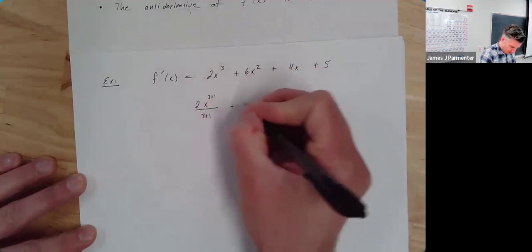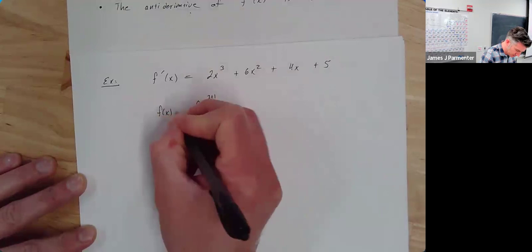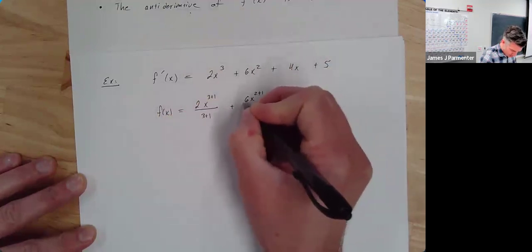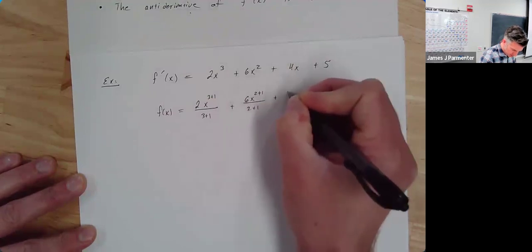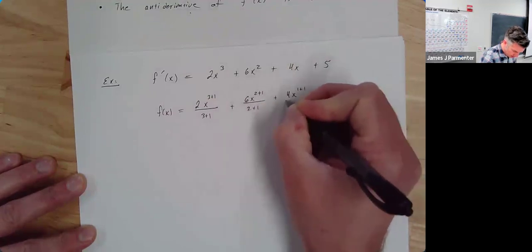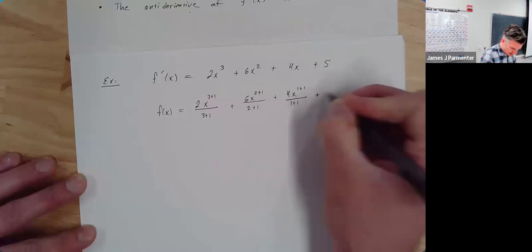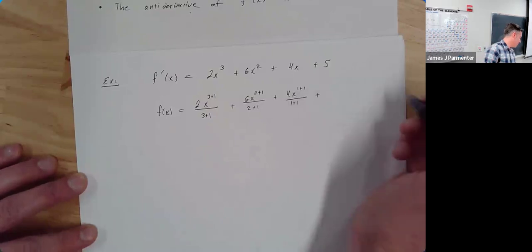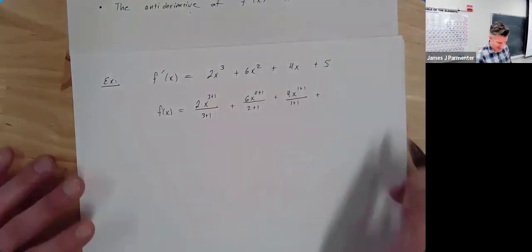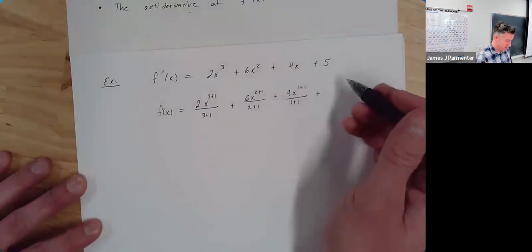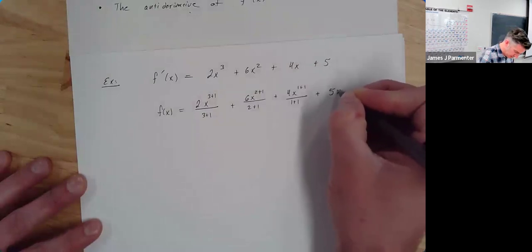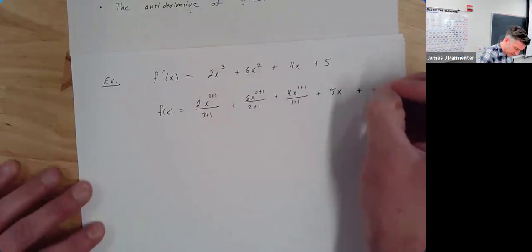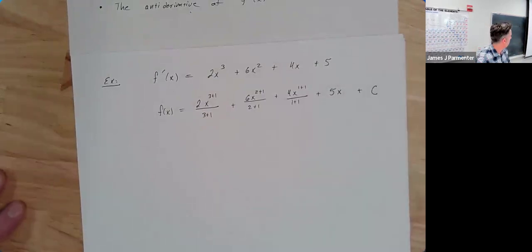I'm going to do the same thing over here. Oh, and I should write f of x equals. I'm going to get 6x to the 2 plus 1 divided by 2 plus 1, plus 4x to the 1 plus 1 divided by 1 plus 1, plus... this is kind of what the handout was getting at, that the antiderivative of a constant is that constant times x. And then, yes, we're going to tack on another general constant over there.